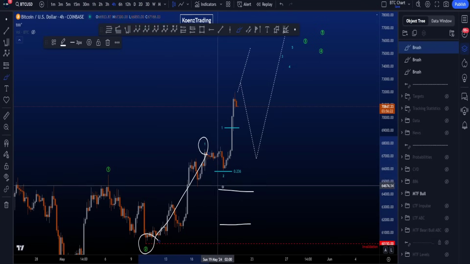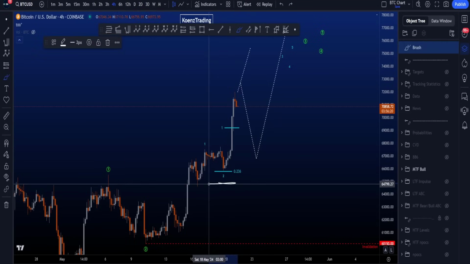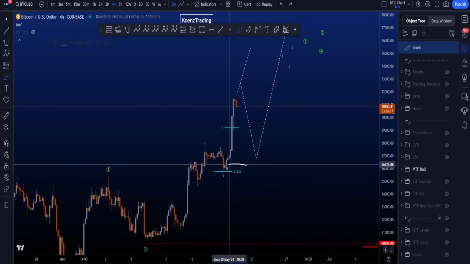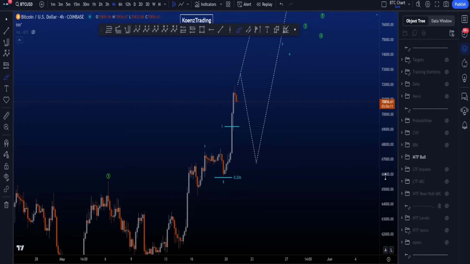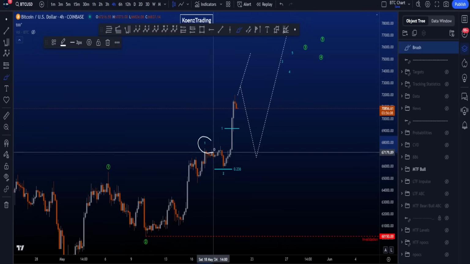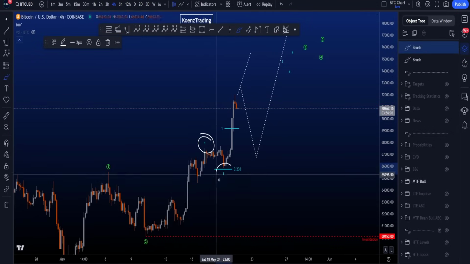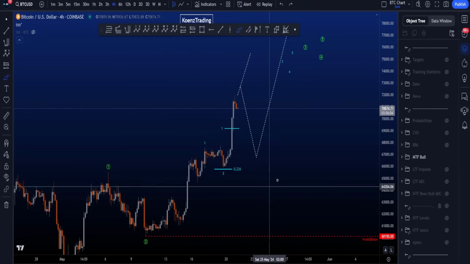Well, clearly we didn't hit the 0.5. The 0.382 is an uncommon target. The 0.236 is a rare target. Not even hitting the 0.236 is very rare for a wave 2, decreasing the probabilities that this is the high of your second wave 1 and this is the low of your second wave 2.